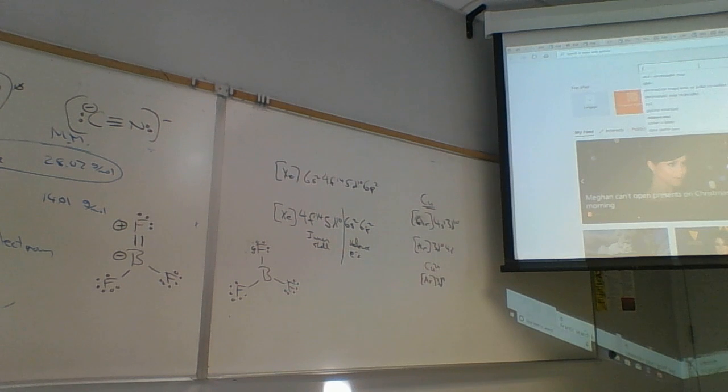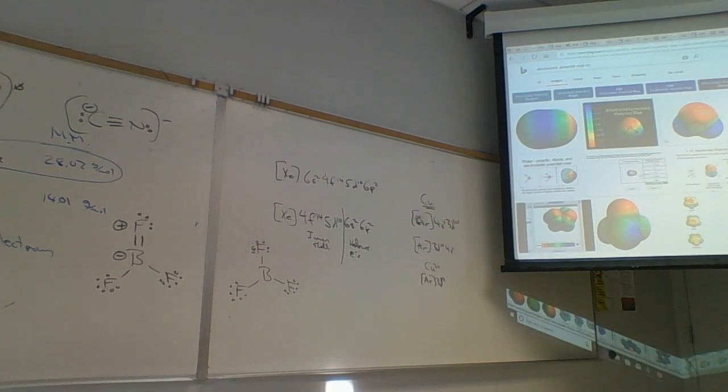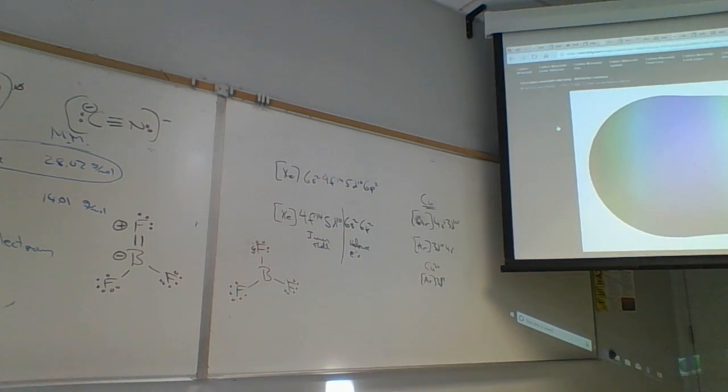And so let's take a look at the electrostatic potential map. These come from quantum mechanical calculations. Electrostatic potential map of carbon monoxide, CO. You look at the electrostatic potential map of carbon monoxide, you see red. Is red positive or negative?